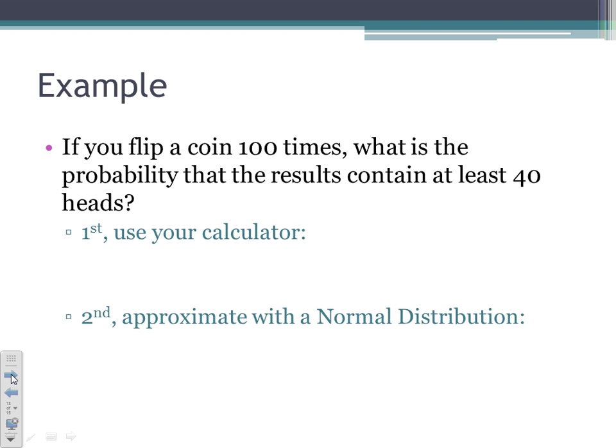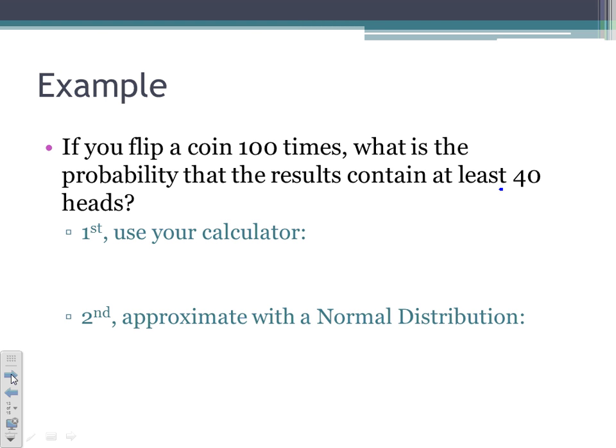Let's say you're going to flip a coin 100 times. We want to find the probability that the results contain at least 40 heads. So let's do this on our calculator first, just using what we know about the binomial distribution from our first video. Again, we have that phrase "at least 40" here.